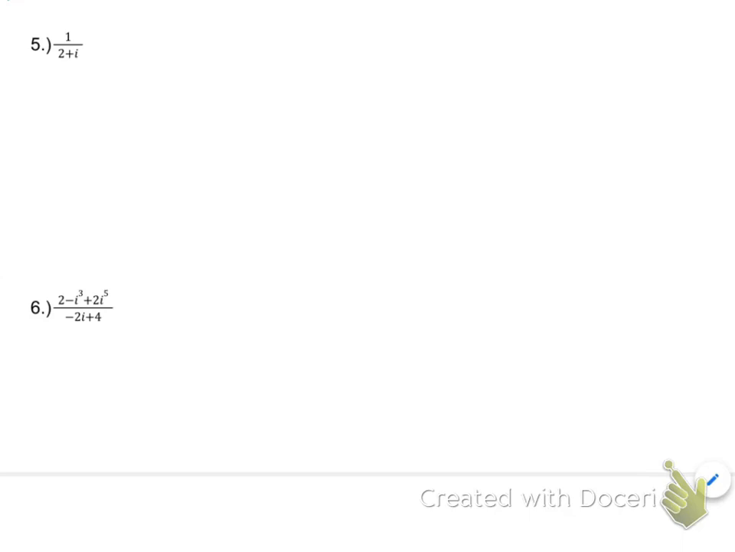There's more. This one has more i stuff. 5, 1 over 2 plus i. So what should I multiply the top and bottom by? 2 minus i. 2 minus i.